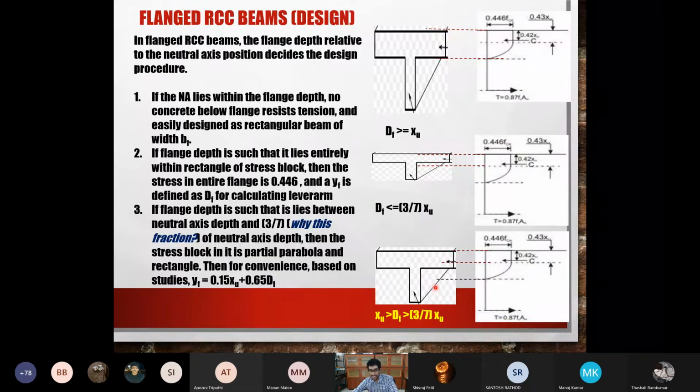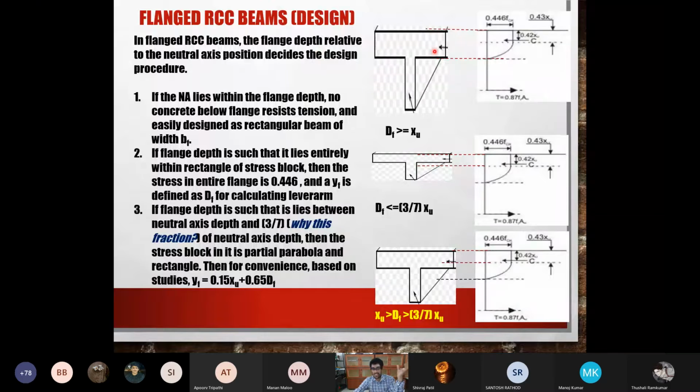XU greater than DF greater than 3/7 of XU. So for convenience, we have this, and we'll have to use this in finding the moment of resistance or whatever. So these are the three cases which you have to consider when you design a flanged RCC beam.